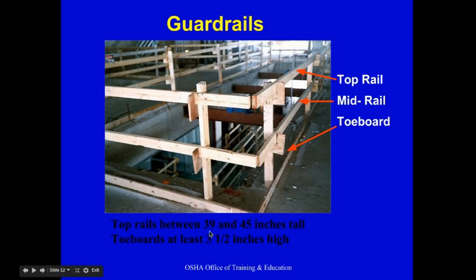And the top rail has to be between 39 and 45 inches tall. It can't be taller than 45 inches. That's the highest it can go. The mid rail is somewhere in between the toe board and the top rail, should be measured and then placed in the middle. And then you have a toe board on the bottom. It has to be 3.5 inches tall.